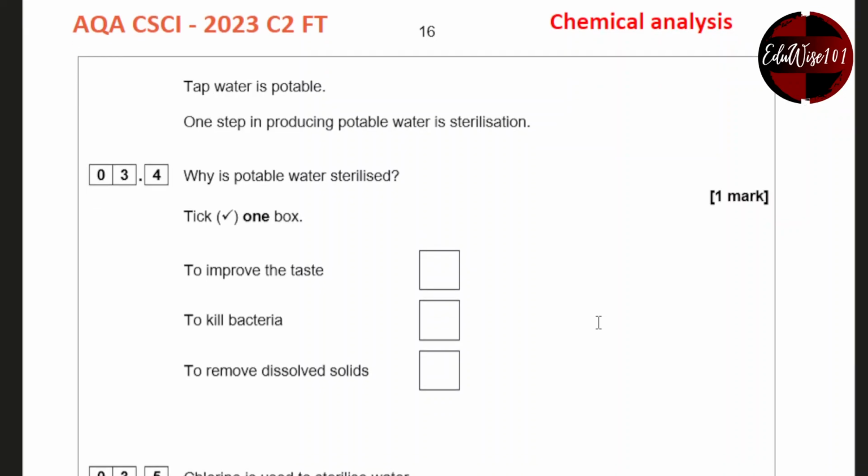Tap water is potable. One step in producing potable water is sterilization. Why is potable water sterilized? To improve the taste? No. To kill bacteria? Yes. To remove dissolved solids, you would filtrate it, not sterilize it. So what is potable water? Potable water is water that is safe to drink.